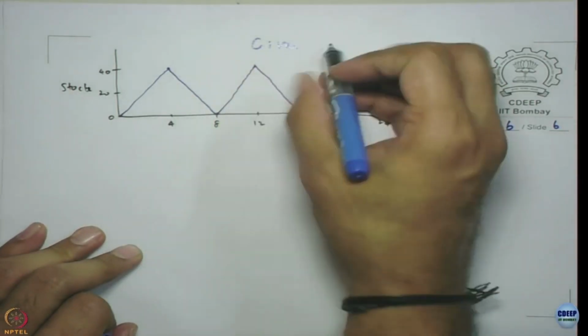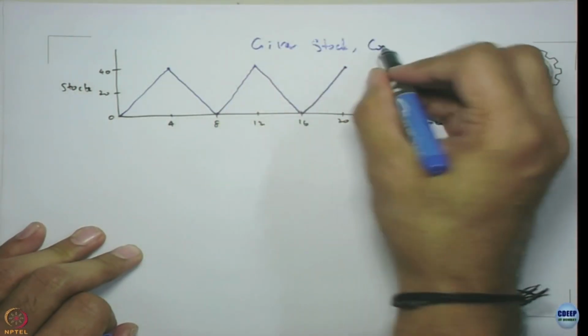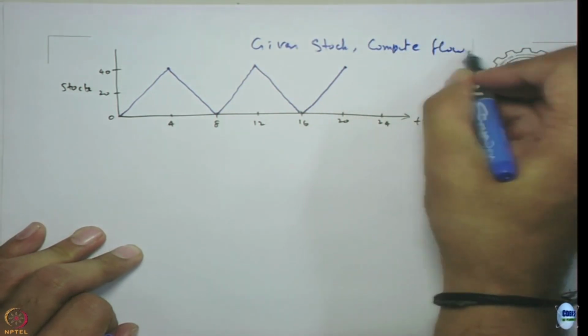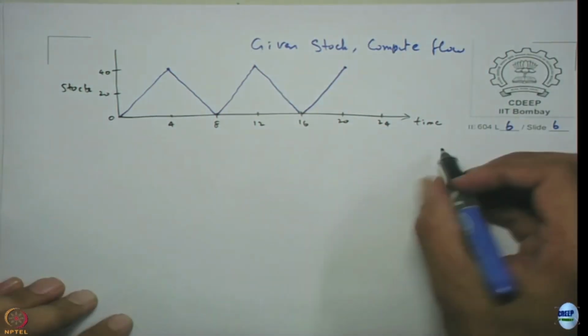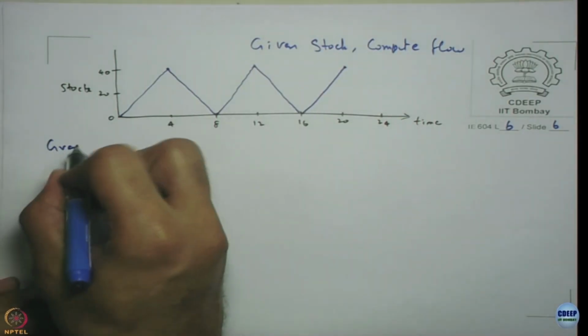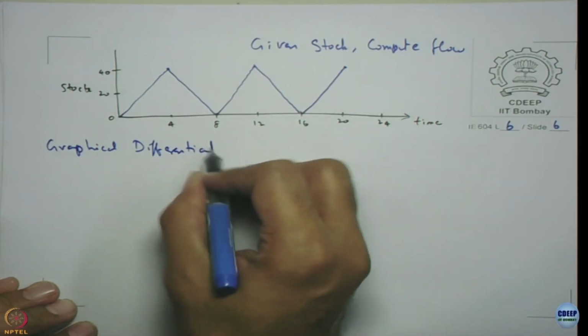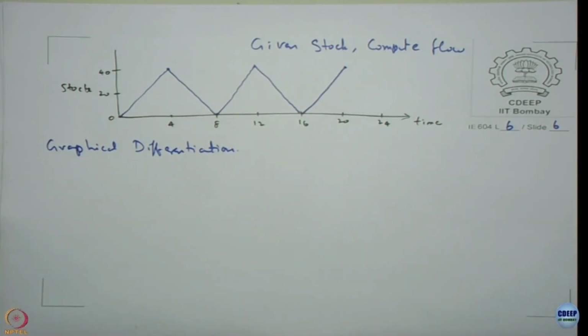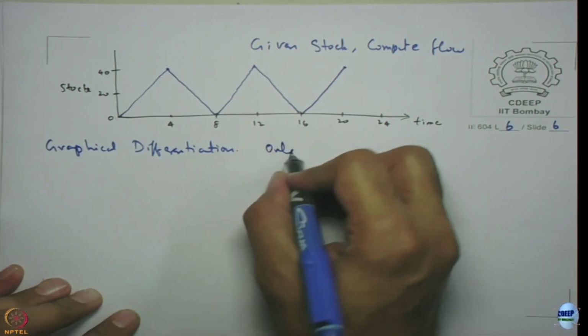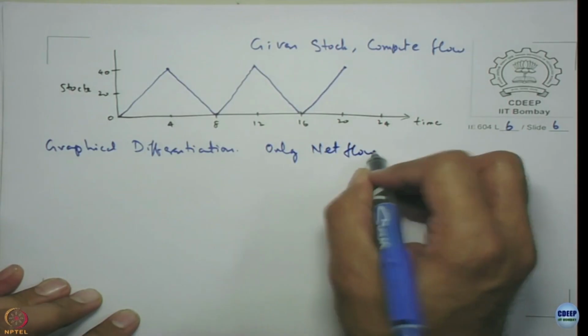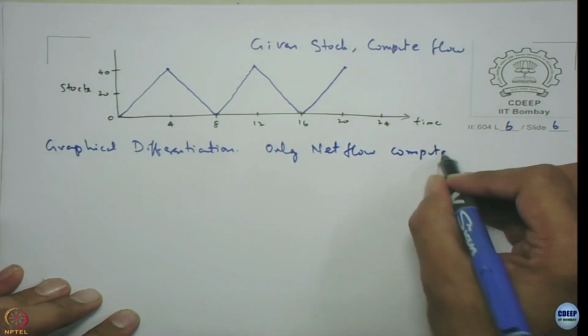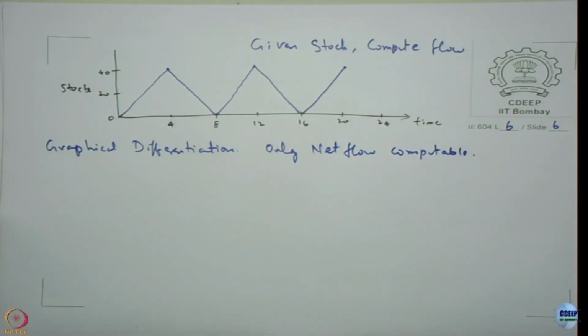Given your stock, compute flow. So this is called graphical differentiation. Given a stock, we cannot compute inflows and outflows separately, we can only compute net flows, only net flow computable. We already know it for this trivial case.